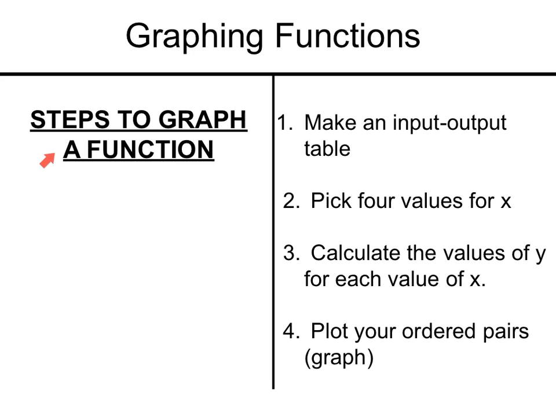Okay, let's review the steps to graphing a function. Number 1, make an input-output table first. Number 2, pick 4 values for x. Why 4 values? It's an insurance policy. You only need 2 points to make a line. However, you should have 3 or more points to make sure that your math was correct. And if it doesn't come out as a straight line, you know that you did your math wrong. Number 3, calculate the values of y for each value of x. And then you have ordered pairs. You can go and plot your ordered pairs on a graph.